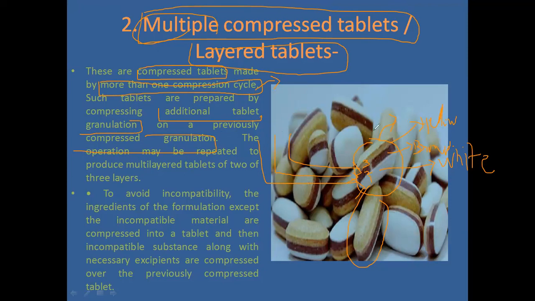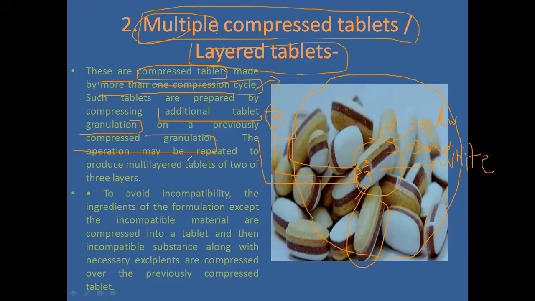So if you see this example or the picture which we have seen, this is for how many layers? How many layers is it? Three. So it is a 3 layer tablet. Very good. So we have a 3 layer tablet over here.